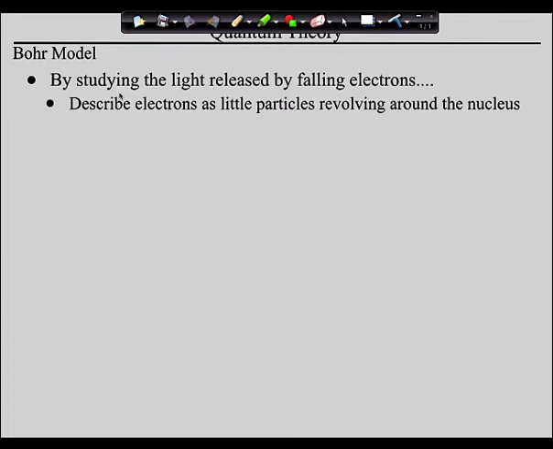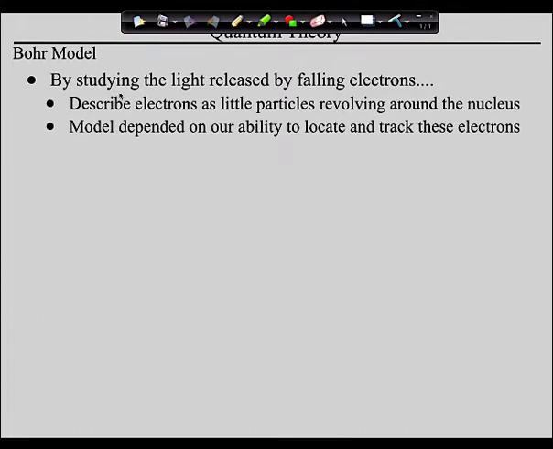Now guys, obviously this entire model requires that we describe these electrons like particles moving around the nucleus, like planets moving around the sun. That's why we call it the planetary model of the atom. And guys, that worked for a while. This model depends on the ability to figure out where an electron is and where it's going, to locate it and track it in space so that you can figure out the paths of its orbits.